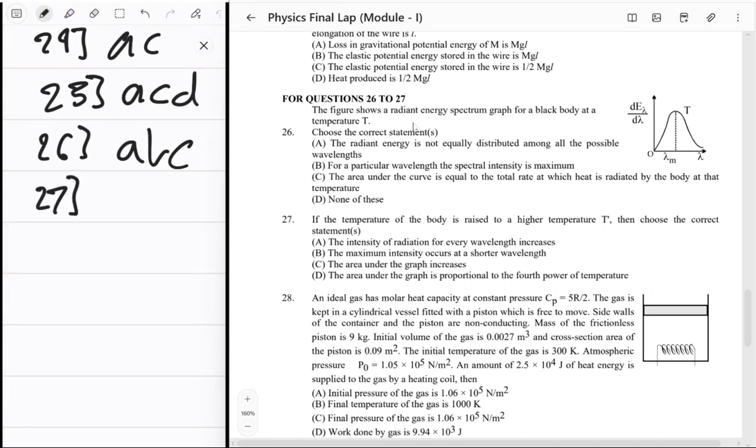If the temperature, and we want the correct statements. So, if the temperature of the body is raised to higher temperature T, then choose the correct statement. The intensity of the radiation for every wavelength increases. So, for every wavelength, I think that should be the case.